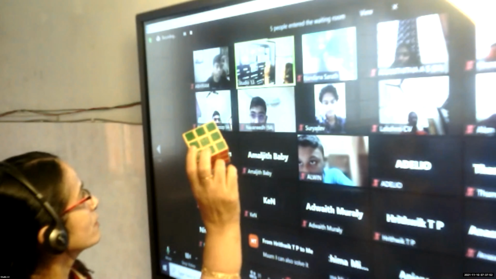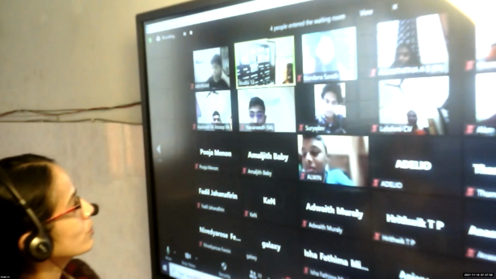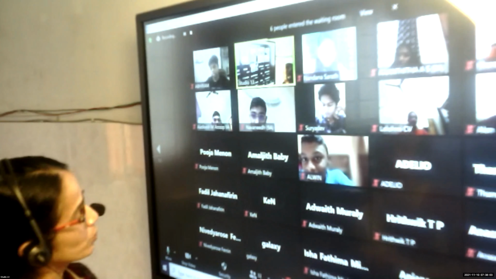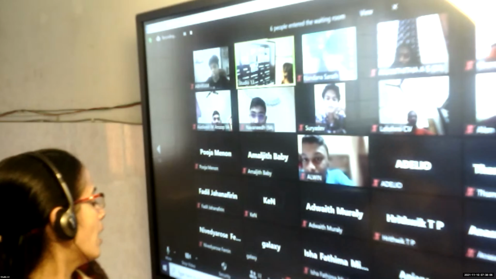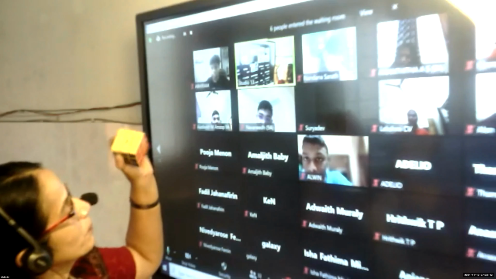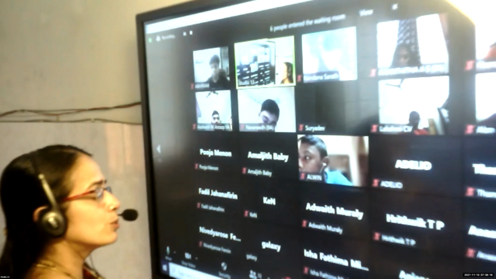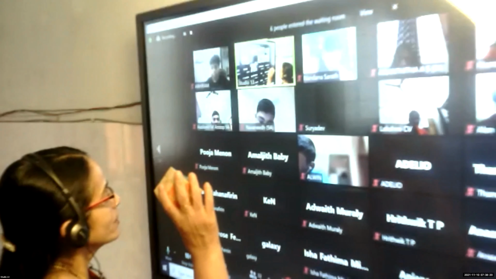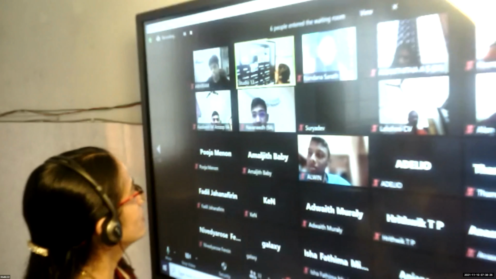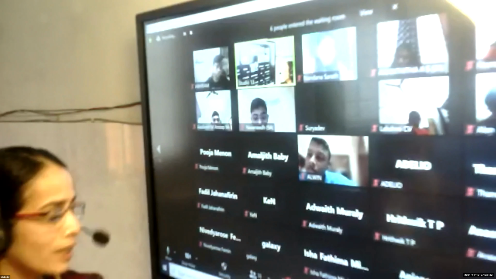This is a 3x3. 4x4, has anyone tried? Those who know how to solve the 3x3, then try the 4x4 Rubik's cube. There are so many different types of Rubik's cube available in the market. Those who don't know the 3x3, then try it. And in 2019 we conducted a competition on Rubik's cube. Did anyone participate? The math club conducted it. No? Okay.